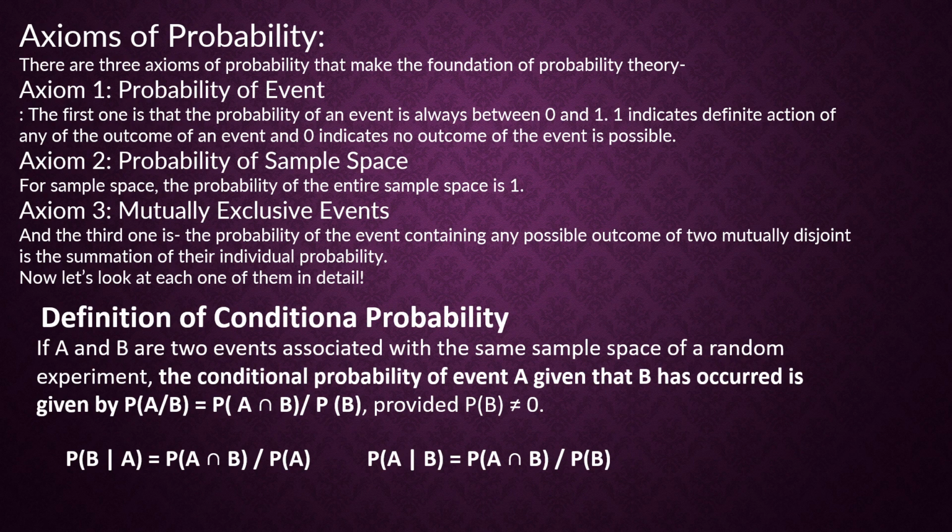Definition of conditional probability. If A and B are two events associated with the same sample space of a random experiment, the conditional probability of event A given that B has occurred is given by P(A|B) is equal to P(A intersection B) by P(B), provided that P(B) is not equal to 0.